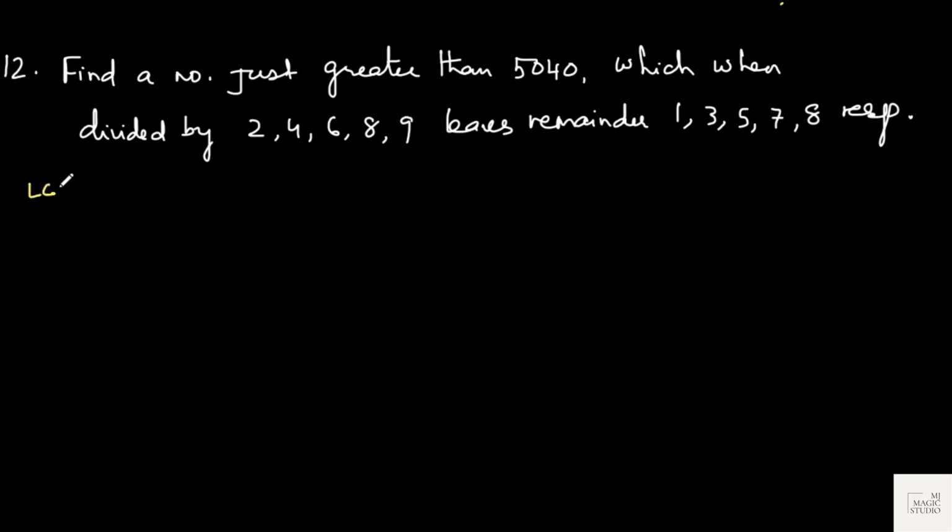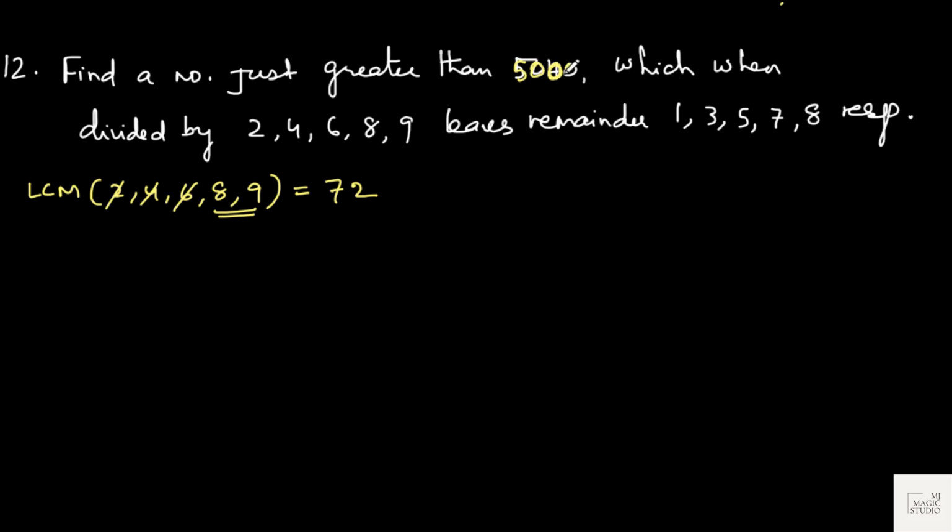But step 1 is simple. We need to find the LCM of all the divisors. LCM of 2, 4, 6, 8, 9. 2 is there in 4, 4 is there in 8, 6 is there in this. That means 8 into 9, 72. The LCM of these divisors 2, 4, 6, 8, 9 is 72. Now we are looking for the number which is just greater than 5040.